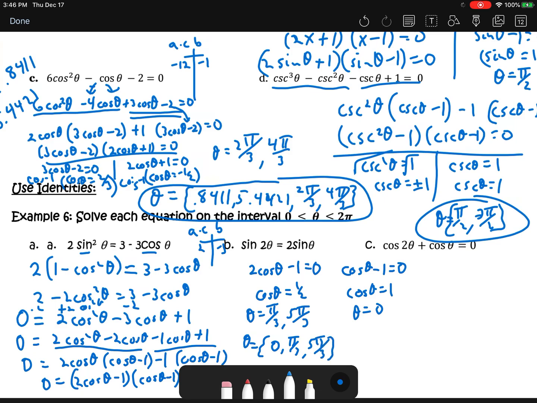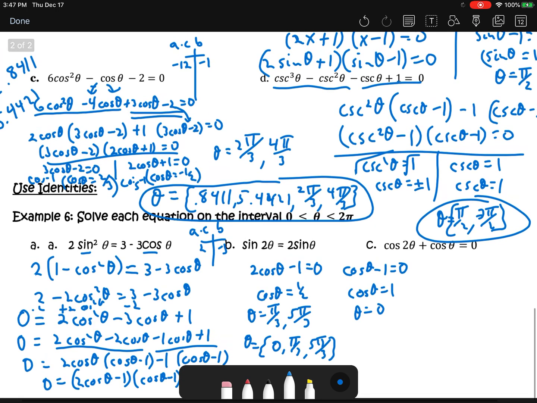The factoring by grouping is going to be interesting. Letter B, I'm running out of room, but letter B is sine 2 theta equals 2 sine theta. But what's sine 2 theta? Look it up in your identities. It's a double angle formula. It's 2 sine theta cosine theta.